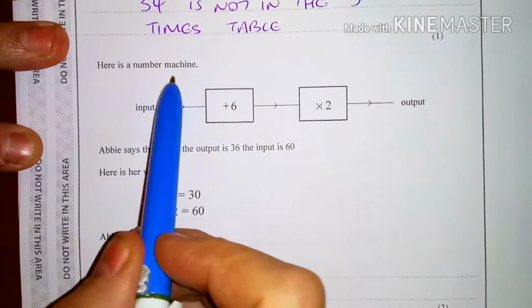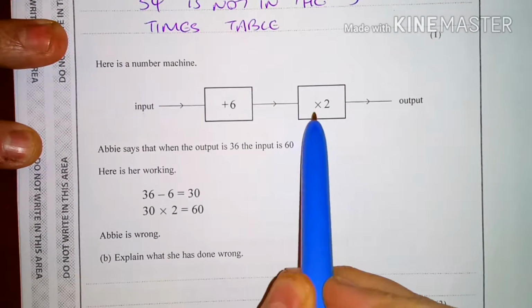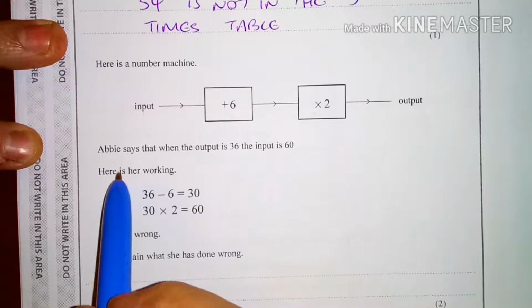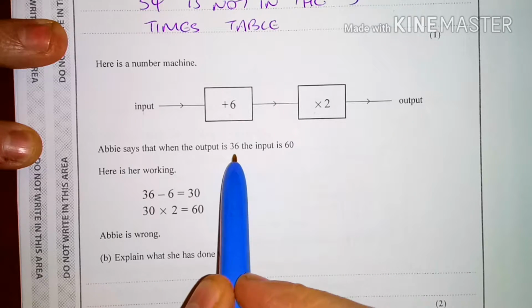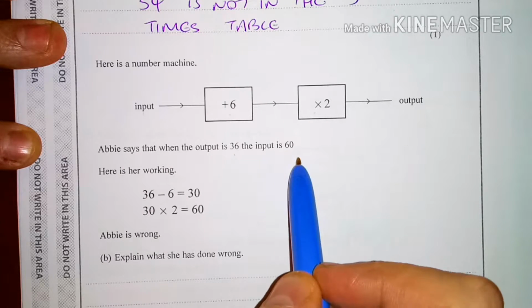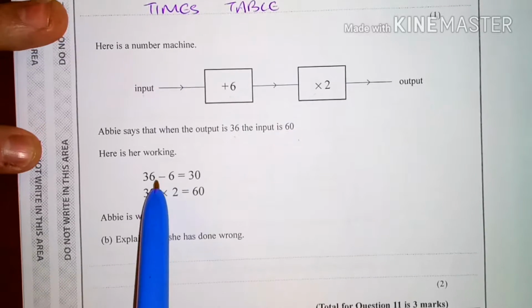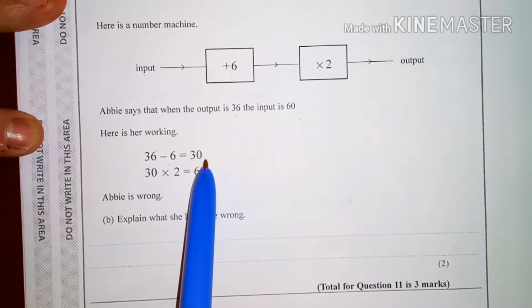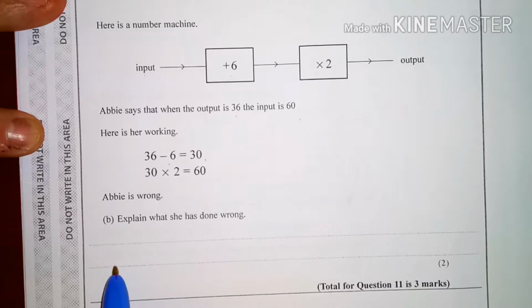Right, here is a number machine. Input, add 6, times 2, output. Abby says that when the output is 36, the input is 60. Here is her working. 30 minus 6 equals 30. 30 times 2 equals 60. Abby is wrong. Explain what she has done wrong.